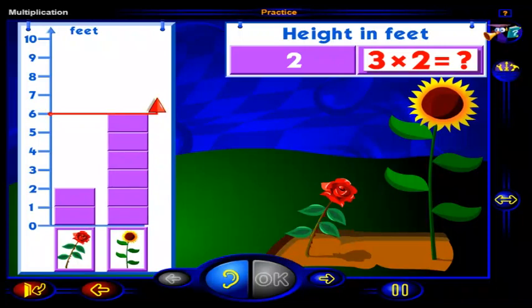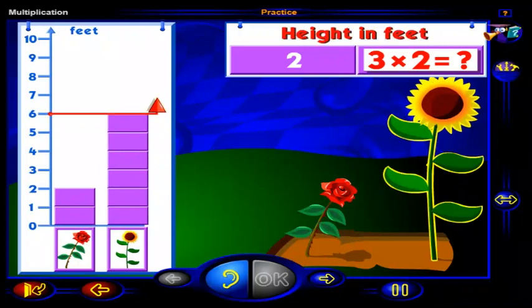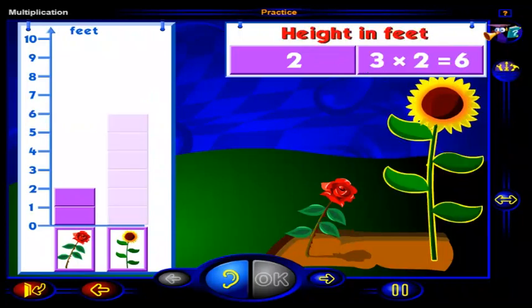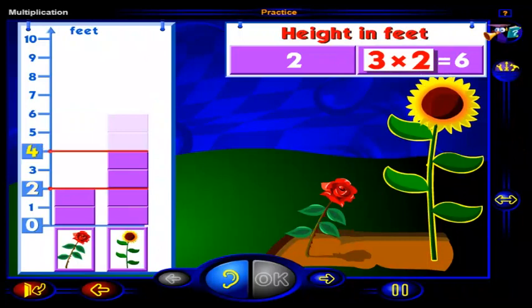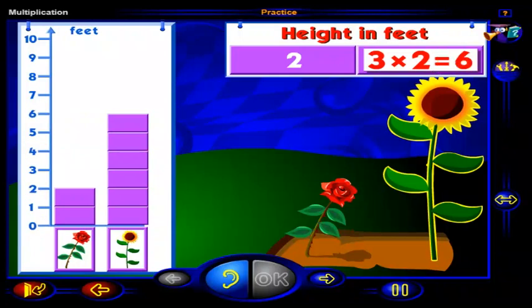That's it. The height of the sunflower is 6 feet. The height of the sunflower is 3 times 2 feet. To find 3 times 2, we can start at 0 and count on 2 3 times. 2, 4, 6. 3 times 2 is 6. So the height of the sunflower is 6 feet.